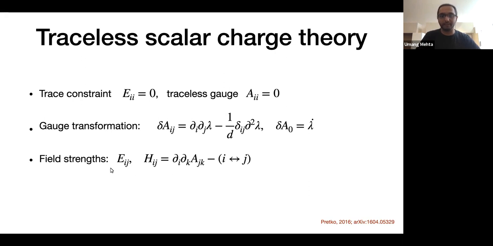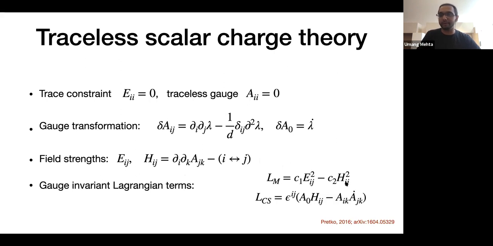One can derive field strengths for this, the electric field and the magnetic field, which is given by this curl with respect to one index of the tensor gauge potential, anti-symmetrized in the free indices. And from there, we can write down gauge invariant Lagrangian terms, for instance, a generalization of the Maxwell term, which is E squared minus B squared, or a generalization of the Chern-Simons term, which only exists in 2+1 dimensions and is gauge invariant up to a total derivative, which implies that the coefficient has to be quantized. For most of this talk, I will be focusing on 2+1 dimensions.